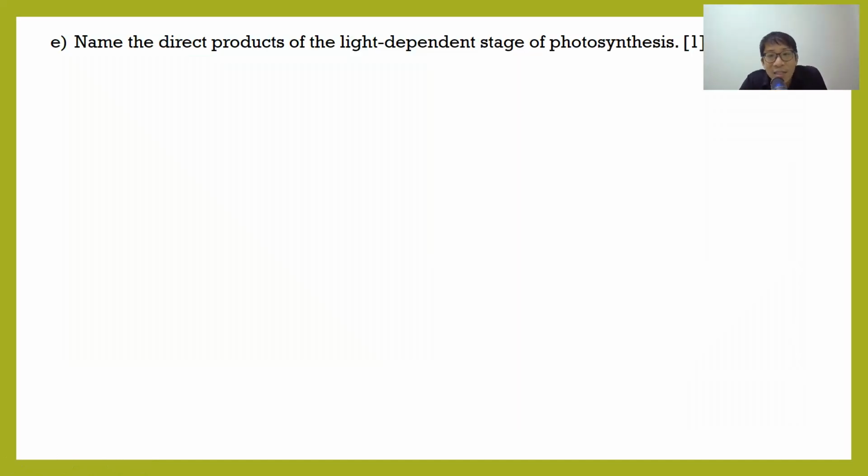Okay, and the last part, products of the light-dependent stage. So obviously it's ATP, reduced NADP, and oxygen as the byproduct. So don't forget the oxygen as well.